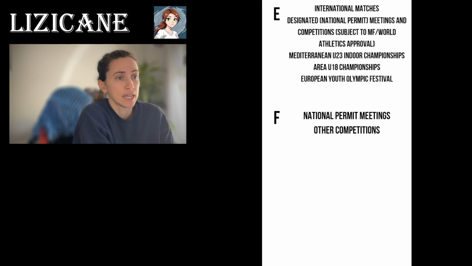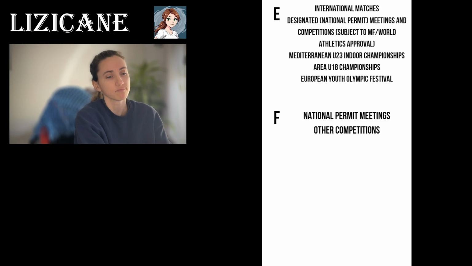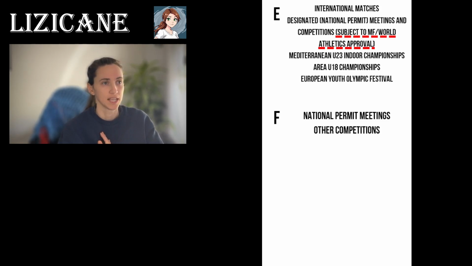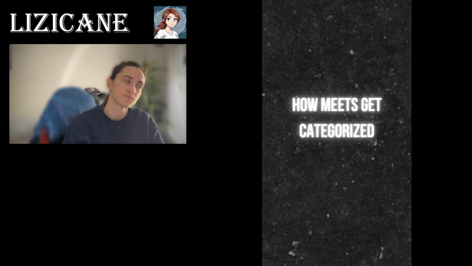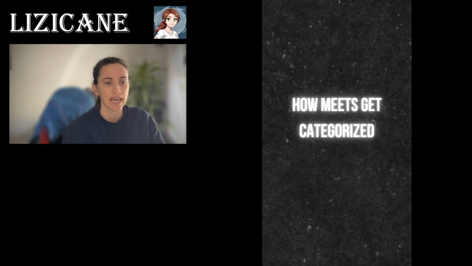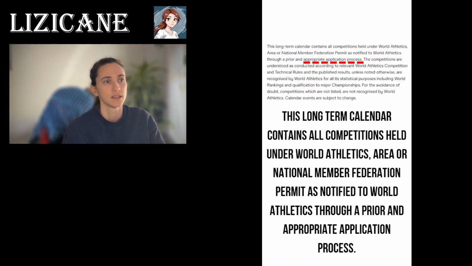Then in F, we've got national permit meetings and other competitions. The part that I find interesting is that they have to say meets are subject to World Athletics approval. Didn't really have to say that, right? How do you get approval? How do meets get categorized? It's the same question. So here, again, this is actually on the World Athletics calendar page.